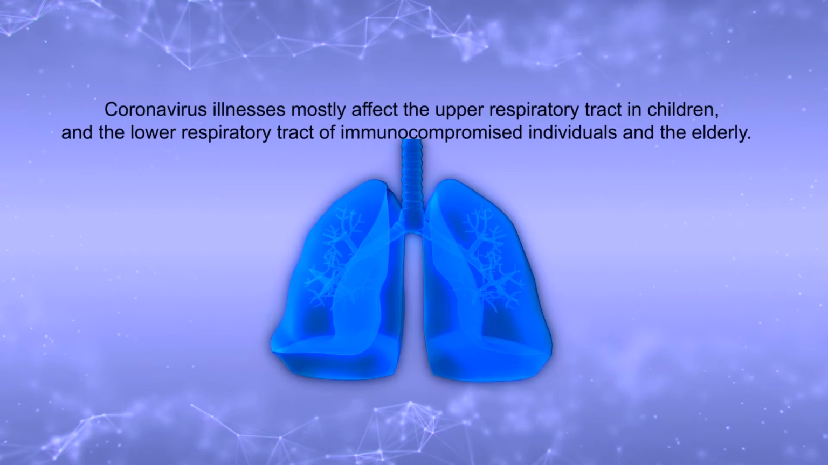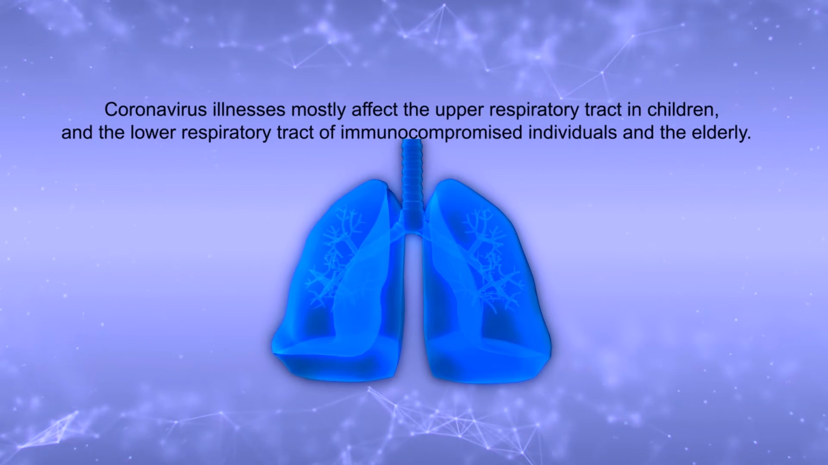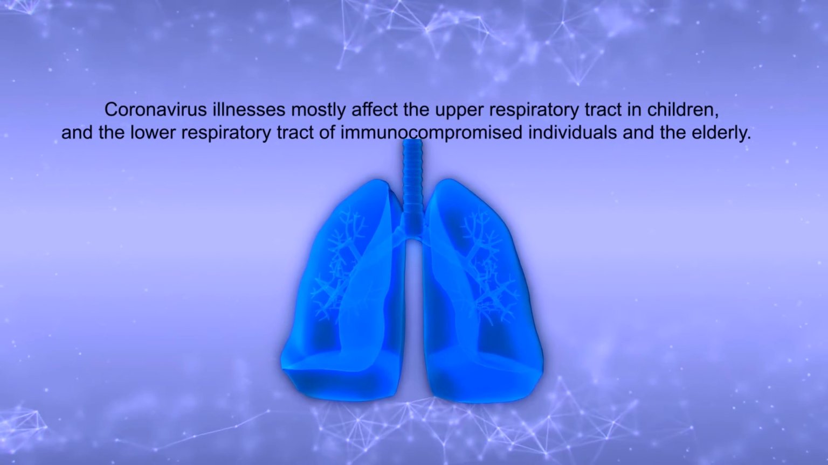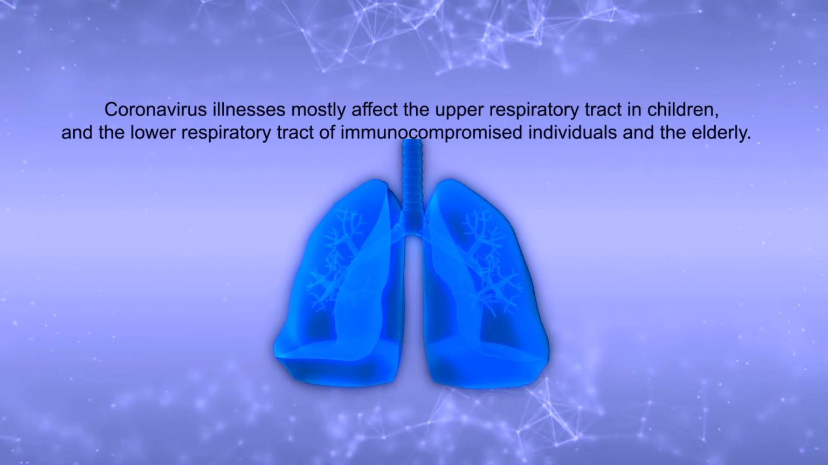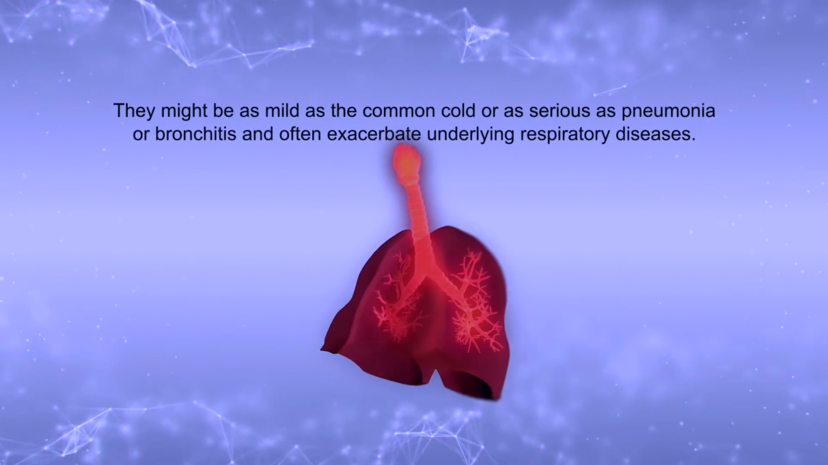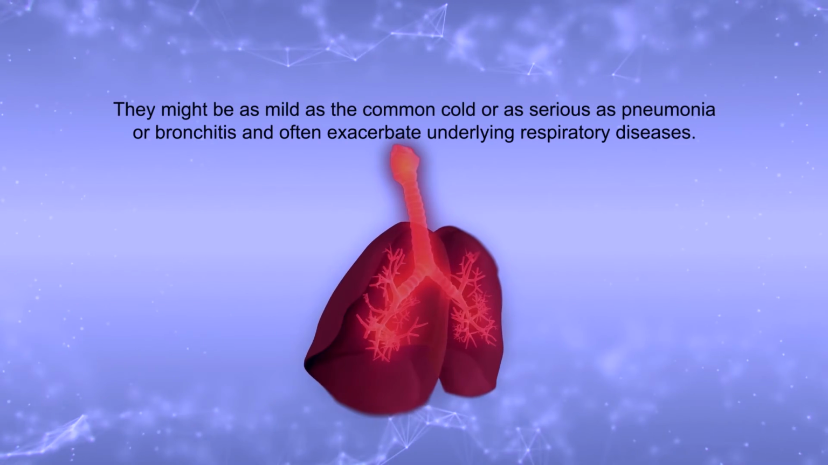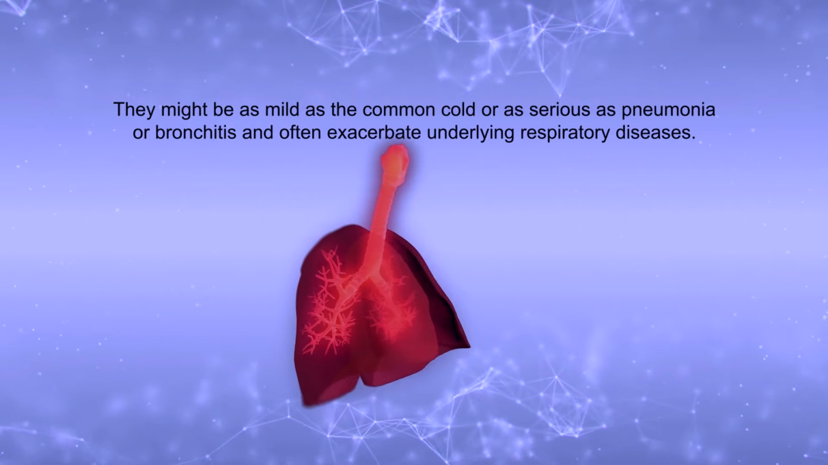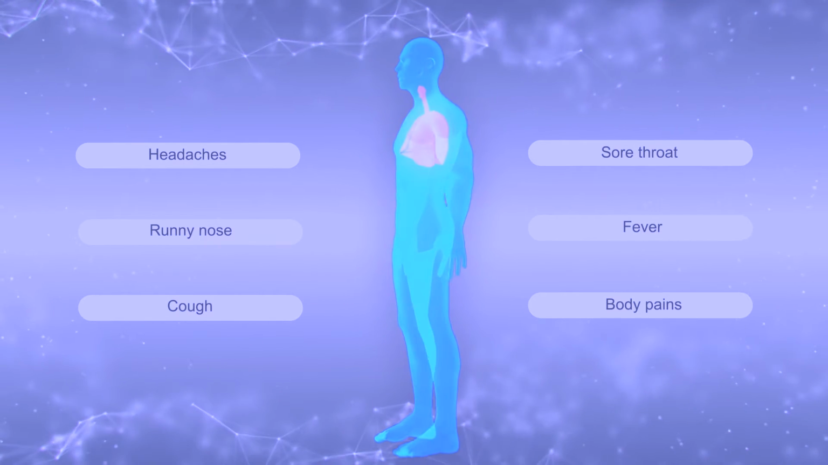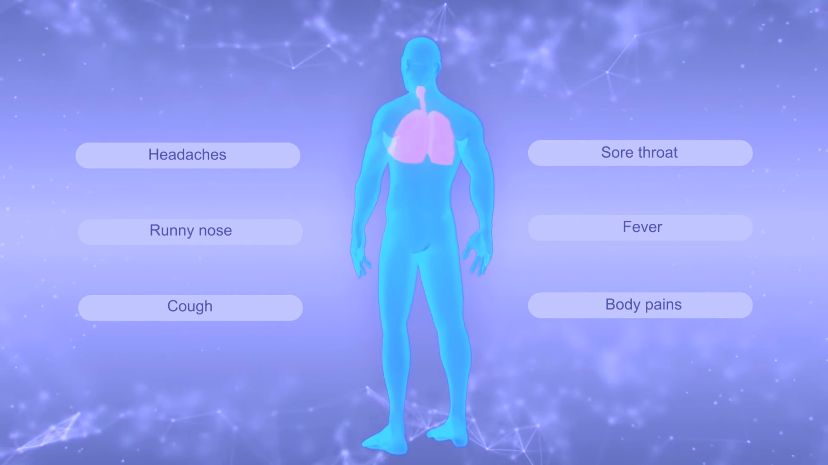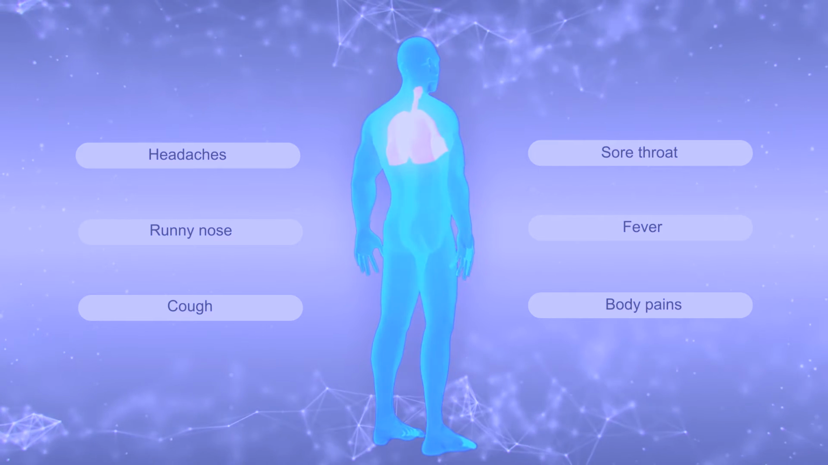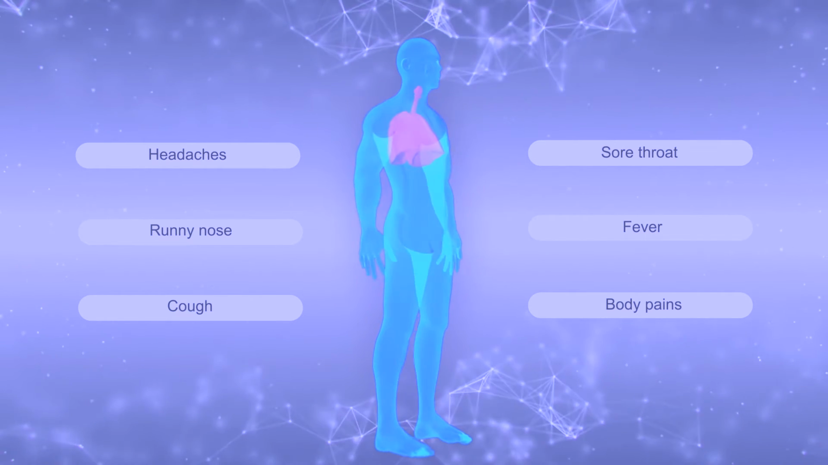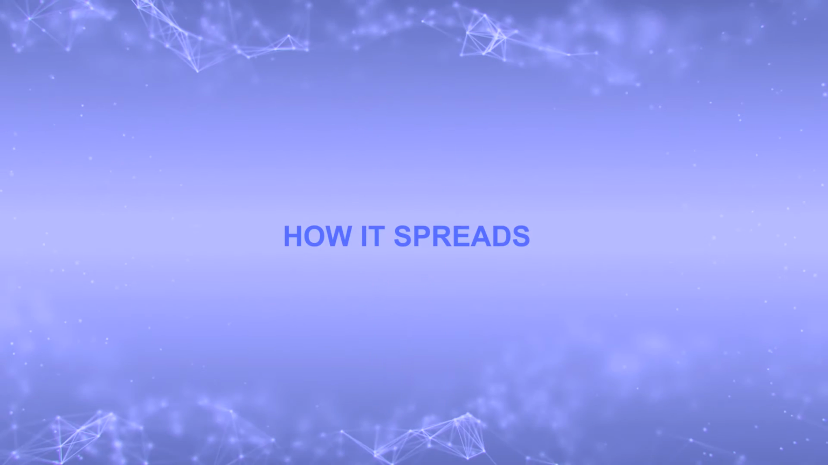Coronavirus illnesses mostly affect the upper respiratory tract in children and the lower respiratory tract of immunocompromised individuals and the elderly. They might appear as mild as the common cold and as serious as pneumonia or bronchitis, and often exacerbate underlying respiratory diseases. Symptoms include a runny nose, headaches, cough, sore throat, fever, and body pains. However, there are several instances where individuals are asymptomatic.